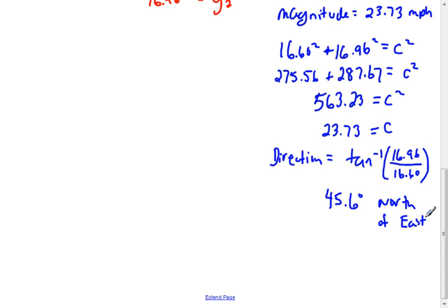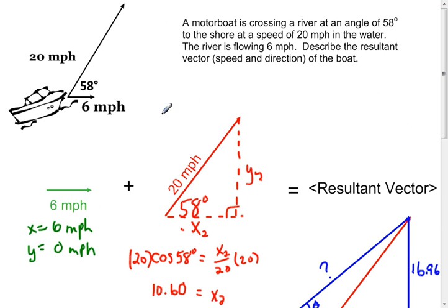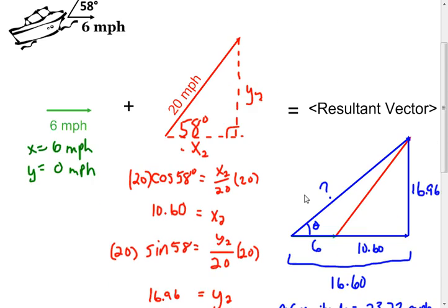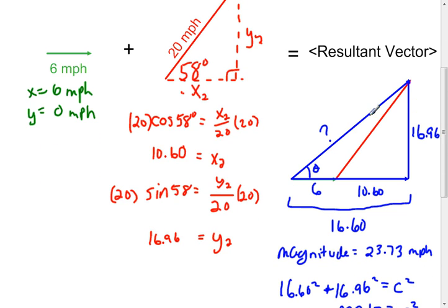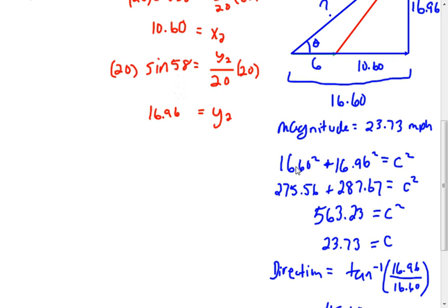All right, so that is the resultant vector of this situation. So it'd be 23.75 miles per hour heading 45.6 degrees north of east. All right, so that's it for this problem.